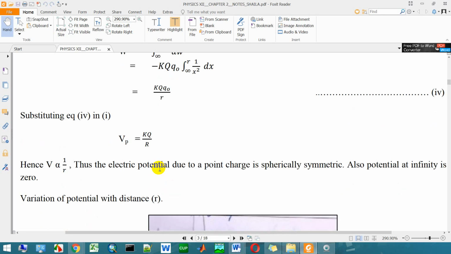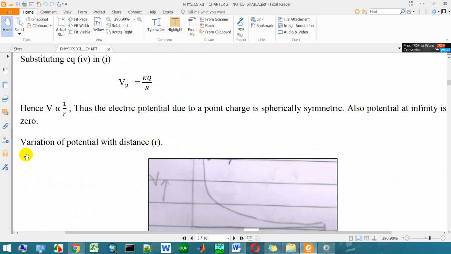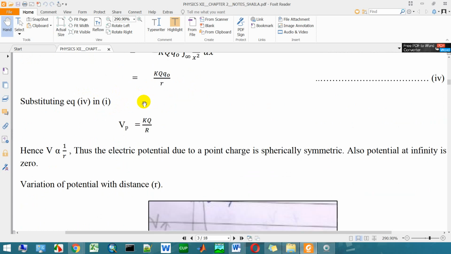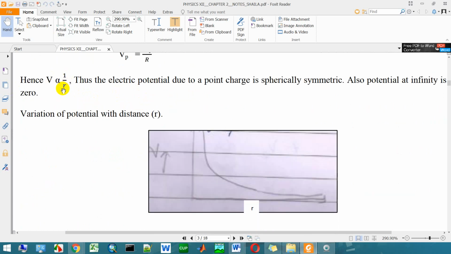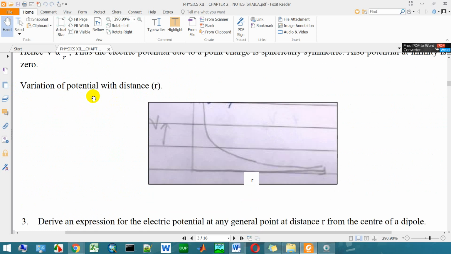Again, it is very clear. This potential is inversely proportional to the small r. Here it is represented as capital R, actually it should be small r. So this explains that this electrostatic potential decreases with distance. So V is inversely proportional to r.